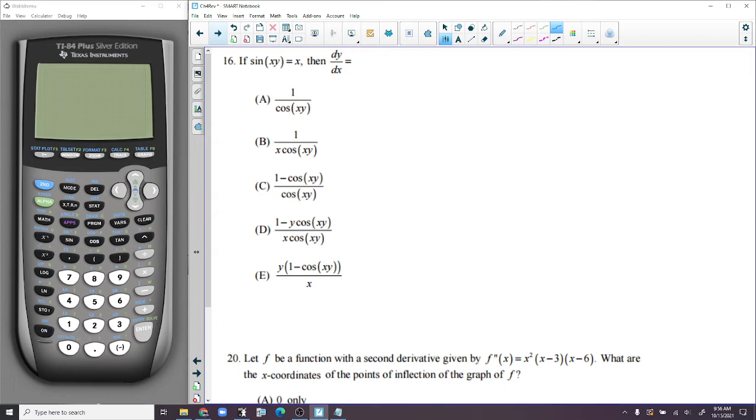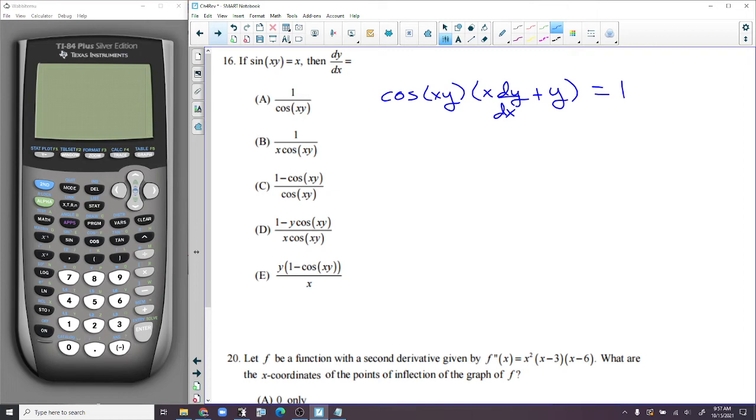Number 6, I got some multiple choice to talk about. Derivative, implicitly. So the derivative of the outside here is cosine. But then we have to multiply times the derivative of the inside. So first times the derivative of the second, dy/dx, plus second times derivative of the first is equal to 1. So derivative of the outside times the derivative of the inside. Now we have to get dy/dx by itself.